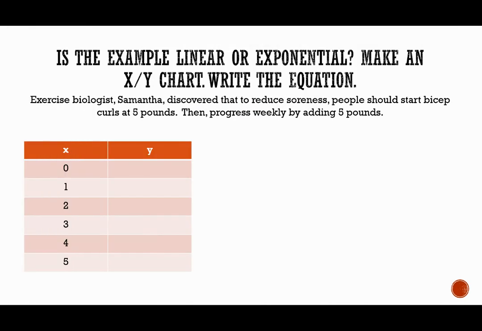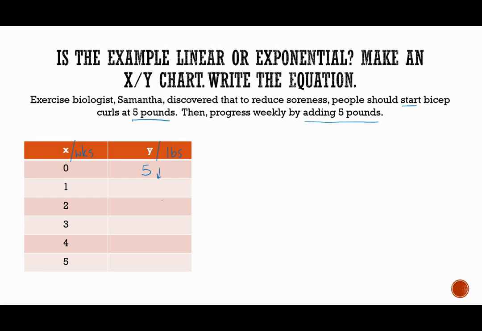So you give this one a try. I'm going to help you get the XY chart and then ask you a few questions. So exercise biologist Samantha discovered to reduce soreness, people should start bicep curls at 5 pounds, then progress weekly by adding 5 pounds. So start at 5 pounds. So this X is my number of weeks again, and then Y is going to represent my pounds and my weights. So I start at 5 pounds, then progress weekly by adding 5 pounds.